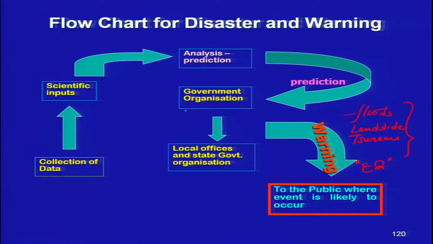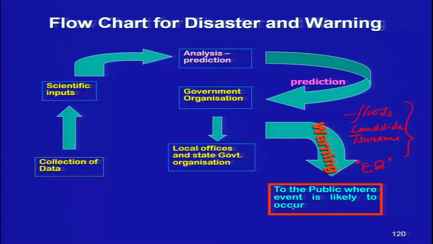Prediction information should go to the government organizations, either local or the state government. Warning has been issued, and that warning should reach the local public. Now, there are a lot of means to pass on this warning to the local people, maybe smartphones, television, radio, or in some places you have hooters or sirens which will run and indicate that something serious is going to happen.